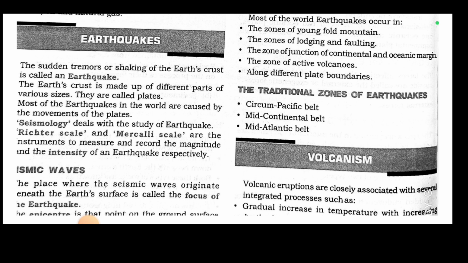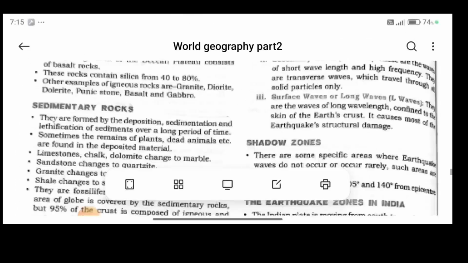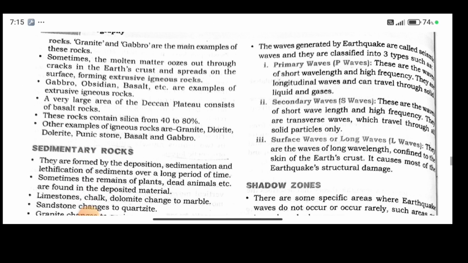Seismic waves. The place where the seismic waves originate beneath the Earth's surface is called the focus of the earthquake. The epicenter is that point on the ground surface which is closest to the focus. The waves generated by an earthquake are called seismic waves, and they are classified into three types. Primary waves are waves of short wavelength and high frequency. They are longitudinal waves and can travel through solids, liquids, and gases.